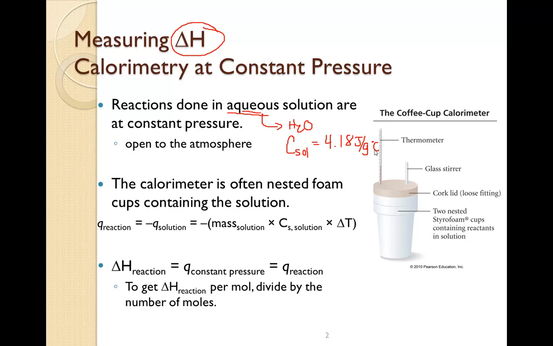The pressure that we're using is typically the atmospheric pressure. Here's an example of a calorimeter. Calorimeter is often in nested foam cups, so coffee cups, containing the solution. The nesting helps to insulate it. Notice that there's also this cork lid that's on top. That also helps insulate the top of it. The glass stirrer and then the thermometer to determine the beginning and final temperatures.